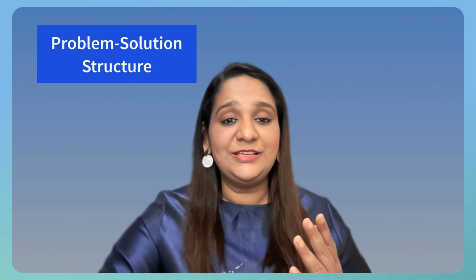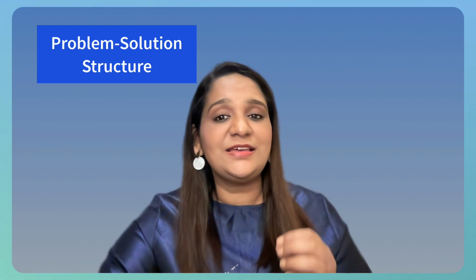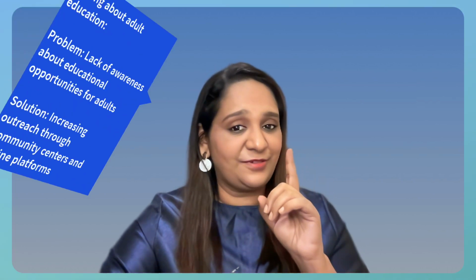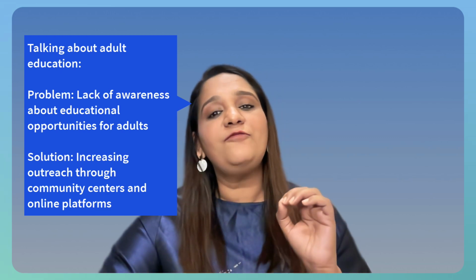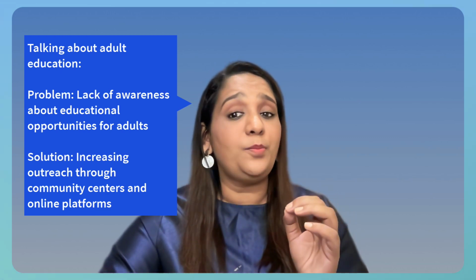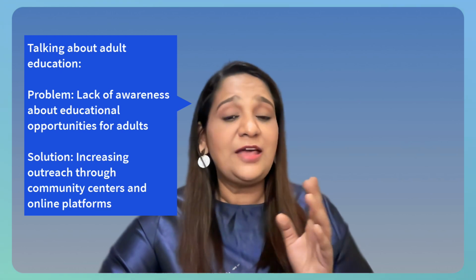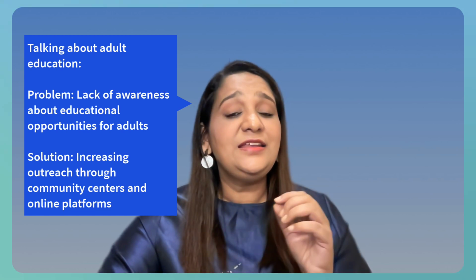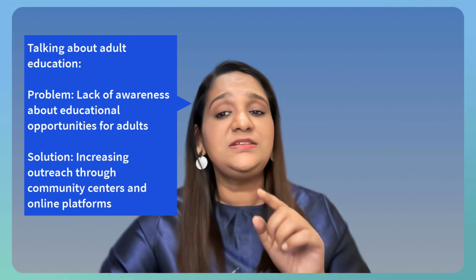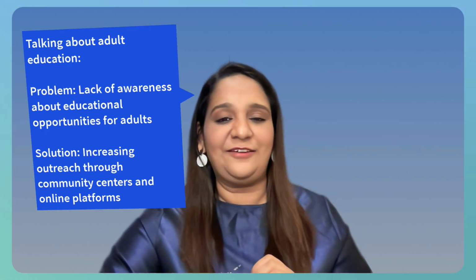Let's see how this can be used. This structure is ideal for persuasive speeches. It involves identifying problems and proposing solutions. Now let's go back to the initial example where I was talking about adult education. Now let's think first about the problem. A lack of awareness about educational opportunities for adults. And what is the solution which you can give? Increasing outreach through community centers and online platforms.